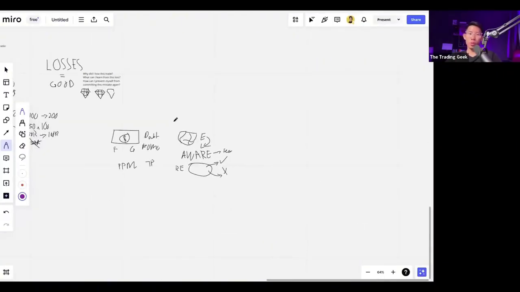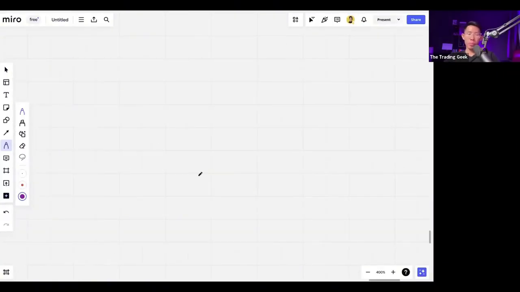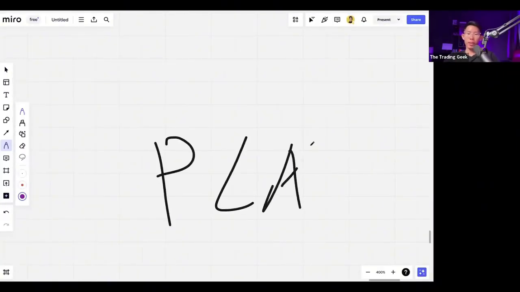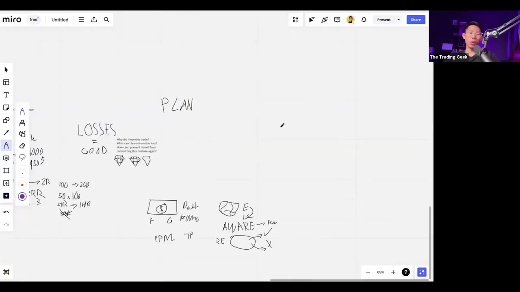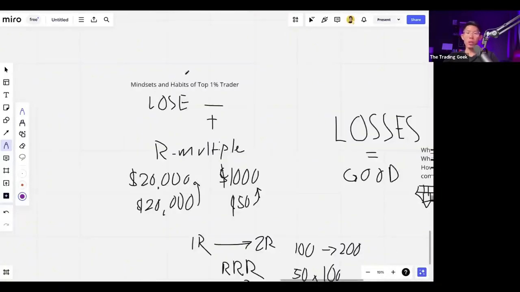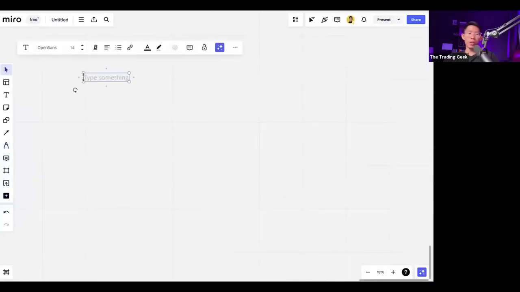Okay, one last point. I promise you, one last point is plan. And actually, talking about plan, let's just move on to the habits of the top 1% trader. We have talked about the mindset. Now let's talk about the habits of top 1% trader. First habit, like I said, is plan.